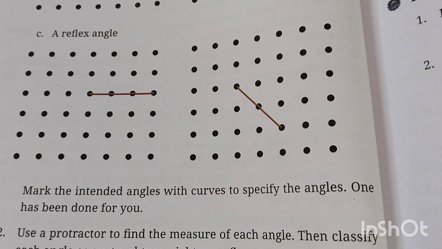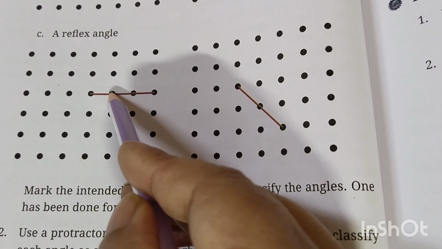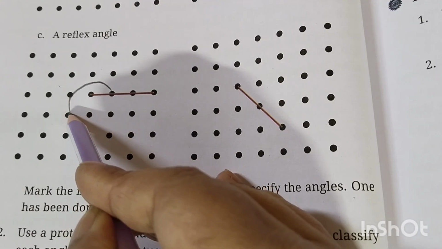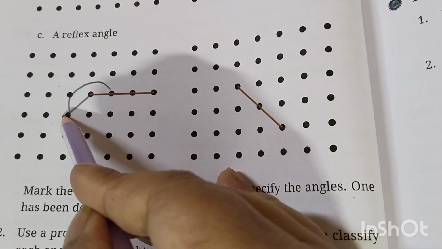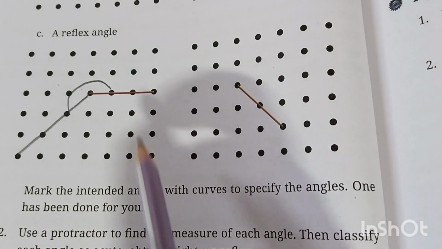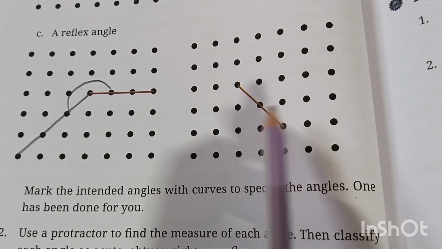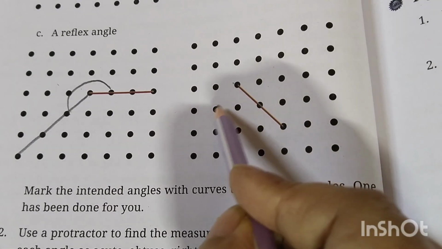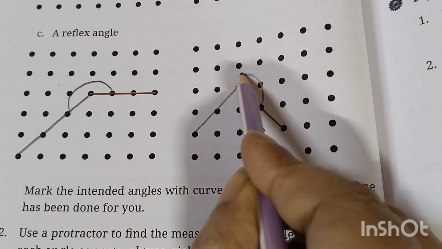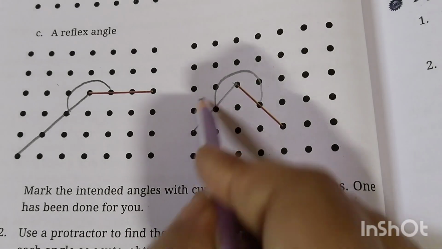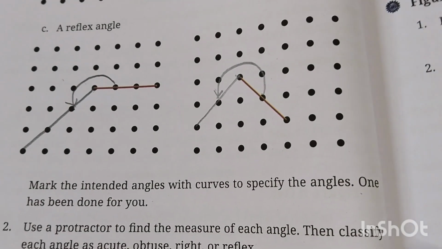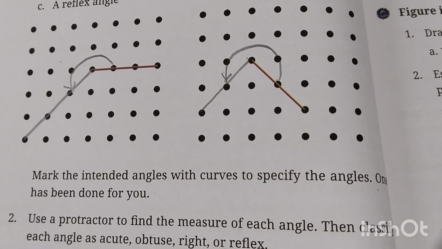Now next one, reflex angle. In reflex angle, you have to make an angle which is more than 180. So you can join these dots. This is a reflex angle more than 180. Now what about this? Join these dots. You get a reflex angle more than 180. Right? In this way you can draw the given angles.